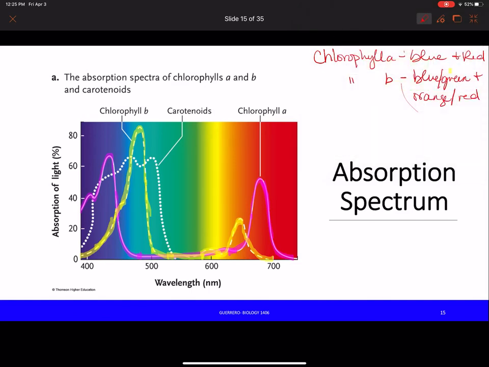Now my carotenoids don't absorb in quite as big a span, but it does absorb. Okay, so the carotenoids is the dotted line. Some absorption in the purple. Starts off slow, but it builds quickly. And then it does a good amount of absorption in the blue and like that sea greenish area. And then after that, it tanks.